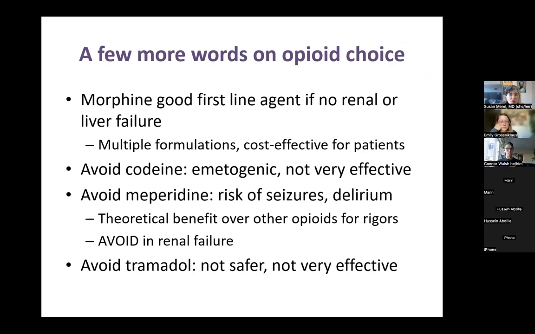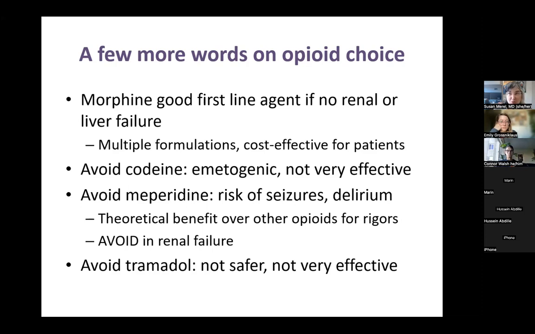I don't use codeine. It mostly makes people throw up and does not really work. I don't personally use meperidine or Demerol. It has a risk of seizures and delirium. If you are on the HEMONC service, you may have noticed that it is still used for rigors in patients, for example, with neutropenic fever. I looked this up and I didn't actually find a benefit of Demerol rather than morphine.